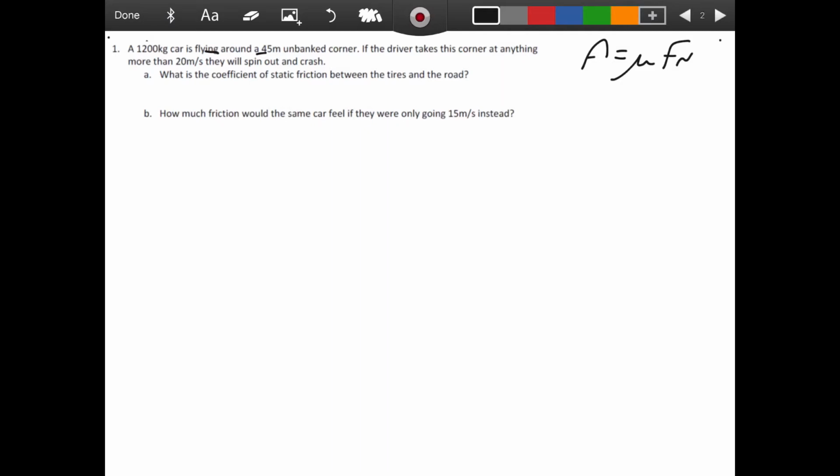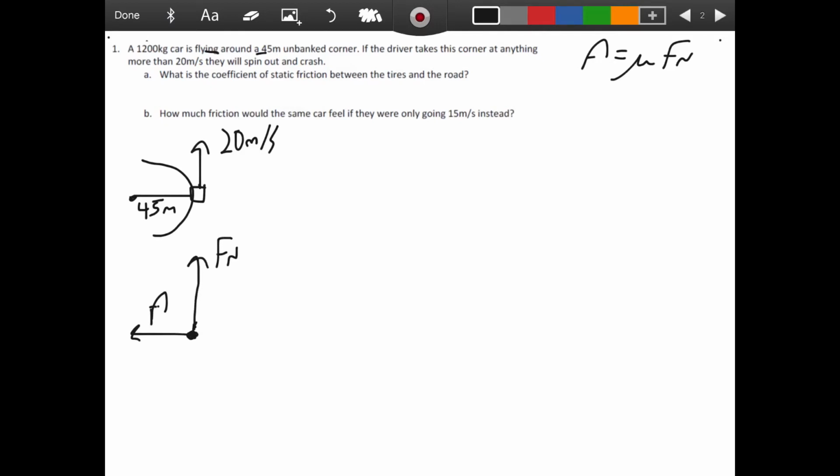So the first thing I want to do is draw a picture, and I'm not very good at 3D pictures, but we have a 45-meter radius, here's our car, and it's going at 20 meters per second. Let's have a side view and draw a free body diagram. In this case, friction is the centripetal force, going to point towards the center. We have the normal force upwards and the force of gravity downward.